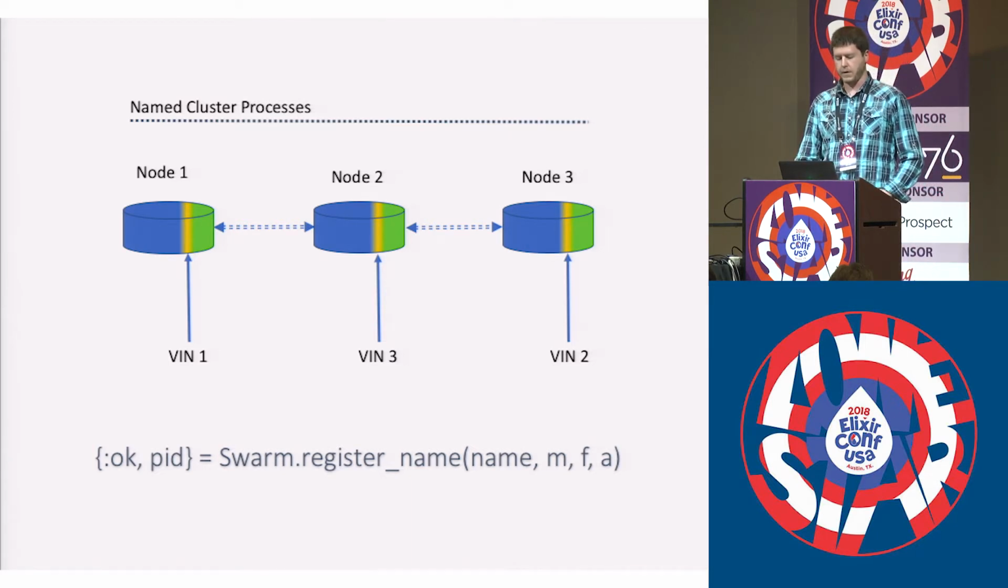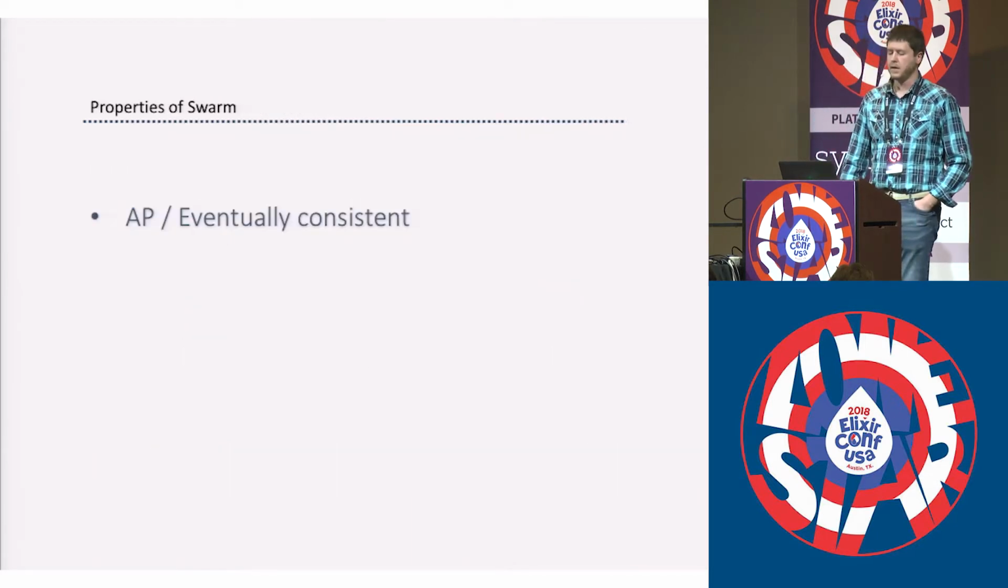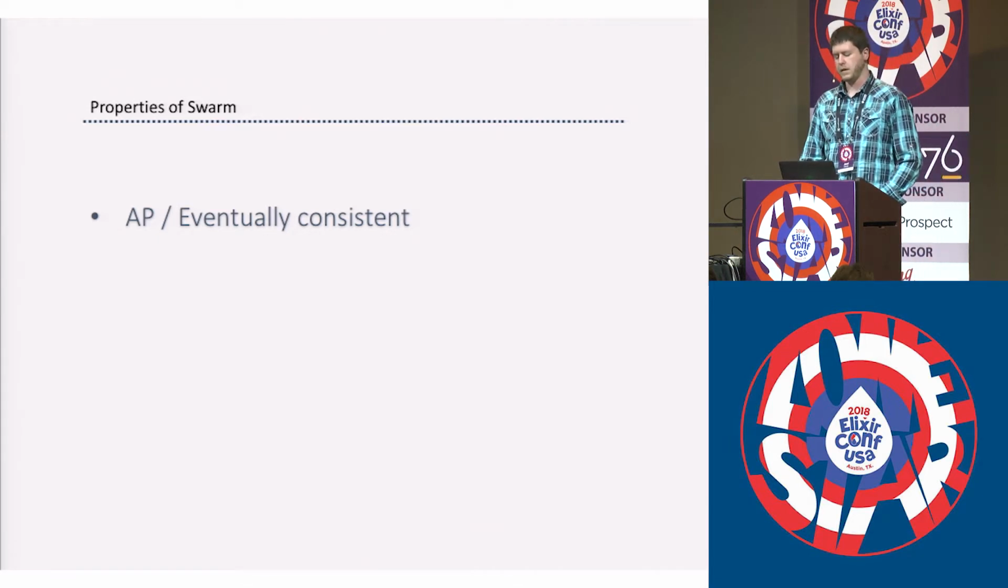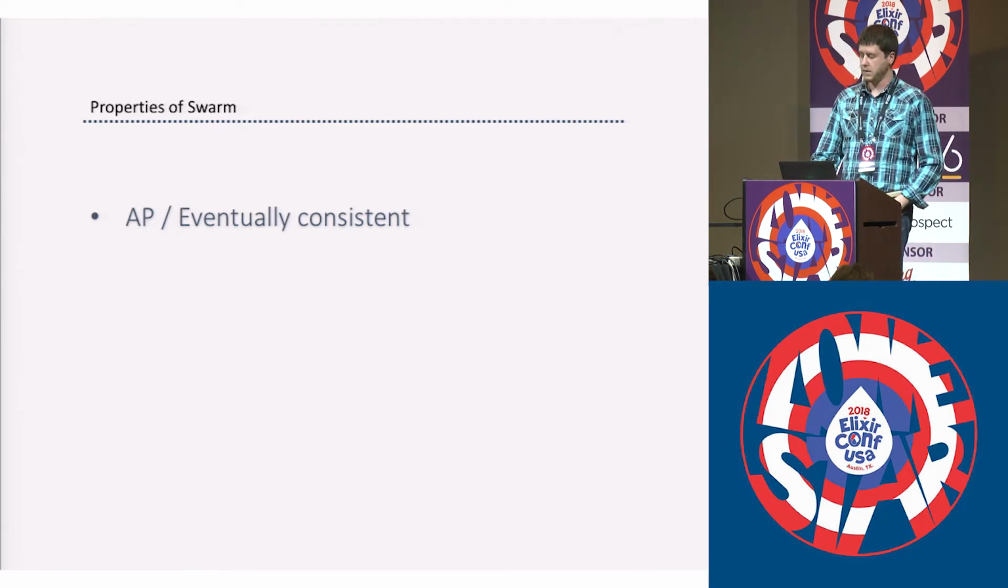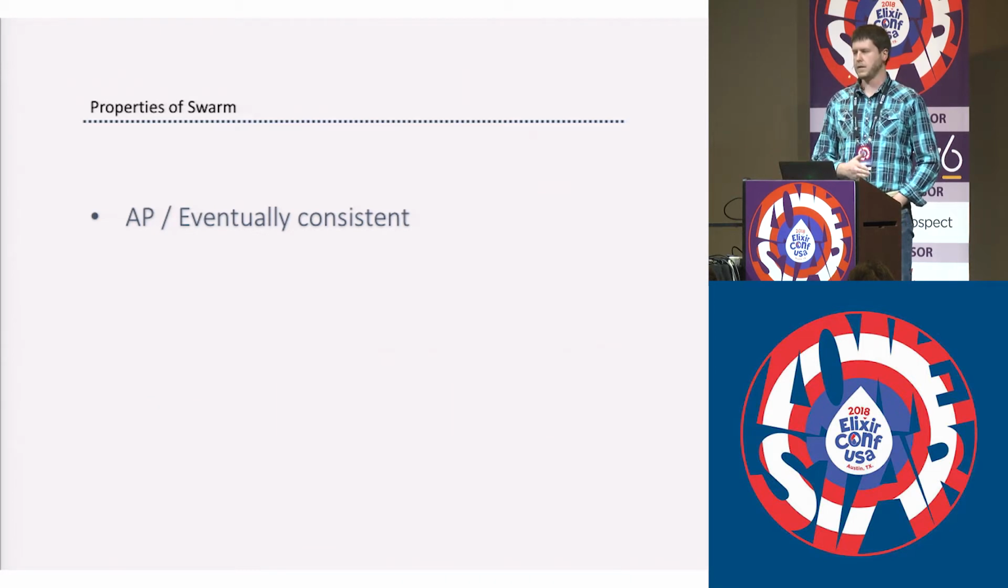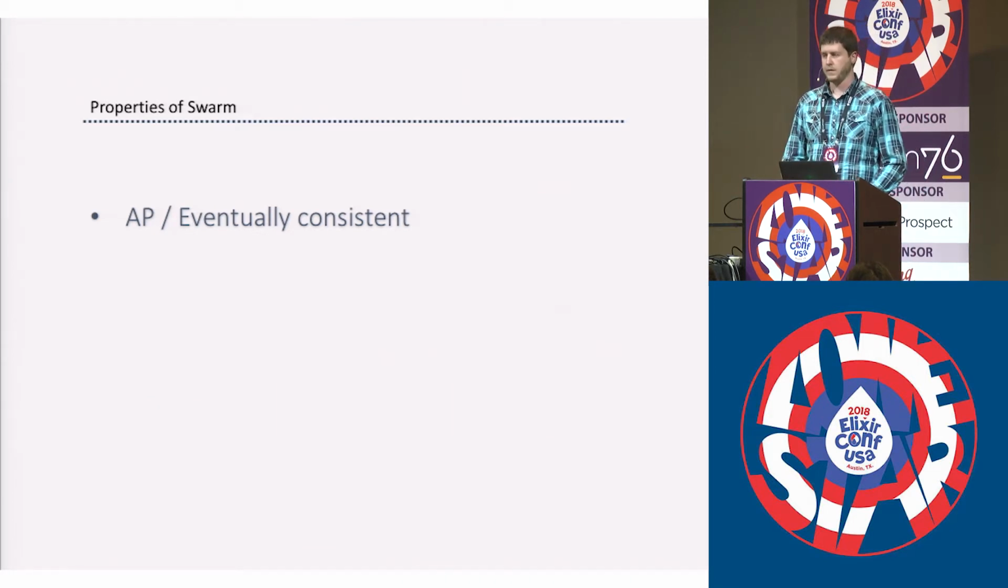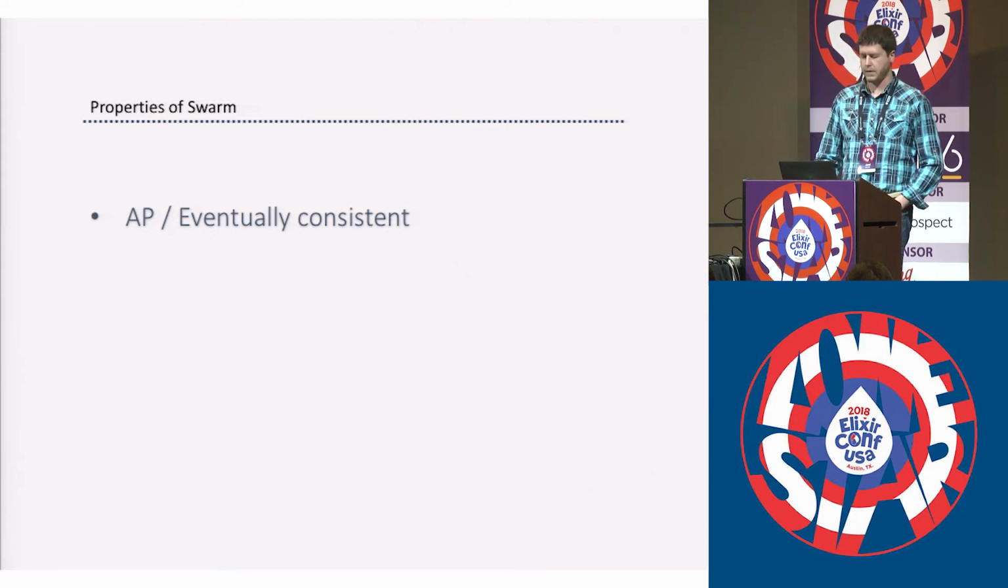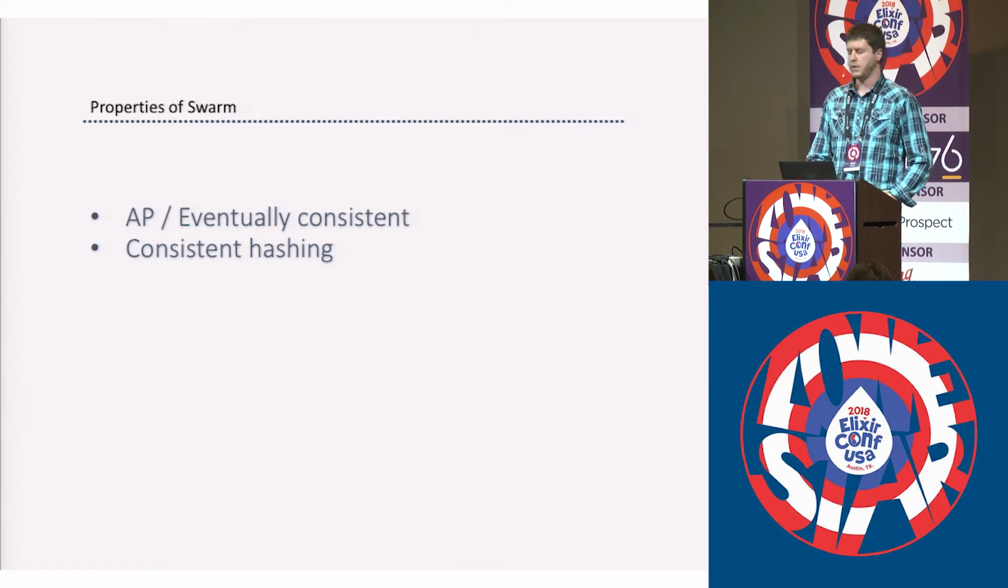So let's talk just a little bit about some of the properties of Swarm. First off, out of the box, it is AP. If you're used to thinking about the CAP theorem, it values availability even when partitioned, and it's eventually consistent. So something that happens on one node won't magically happen in the same instant on another node, but it will synchronize very quickly to the other nodes in the cluster. And it uses consistent hashing to decide which nodes your processes run on.